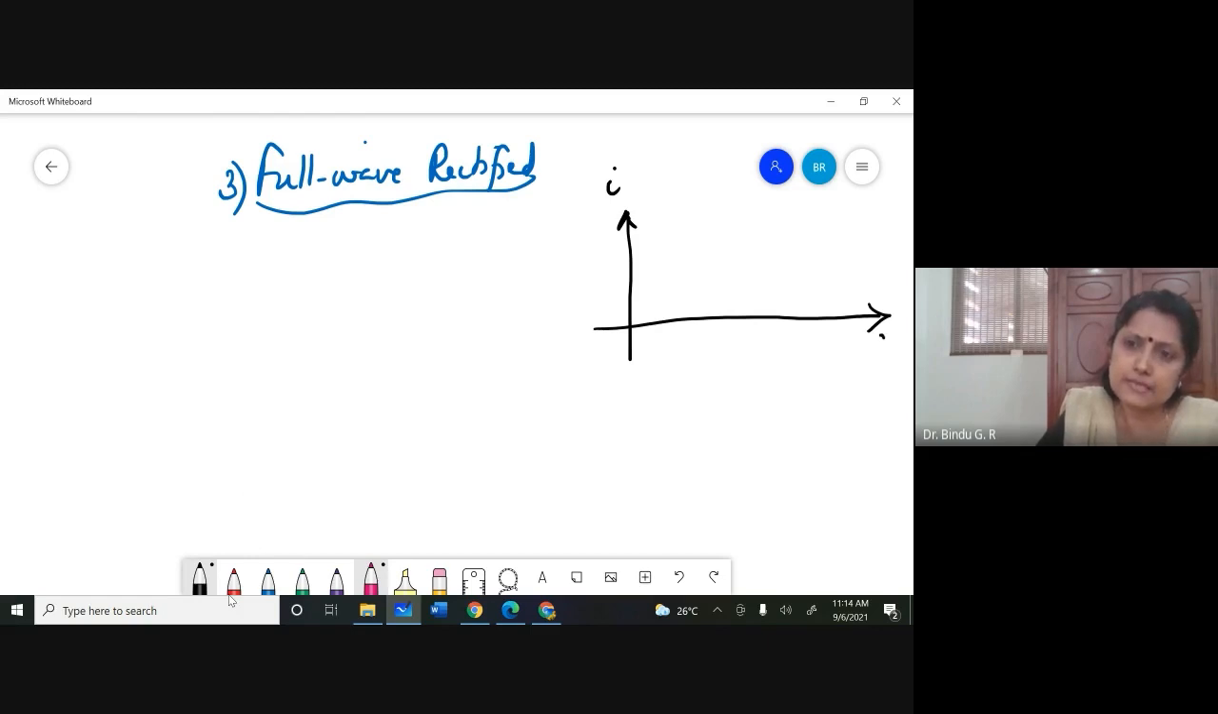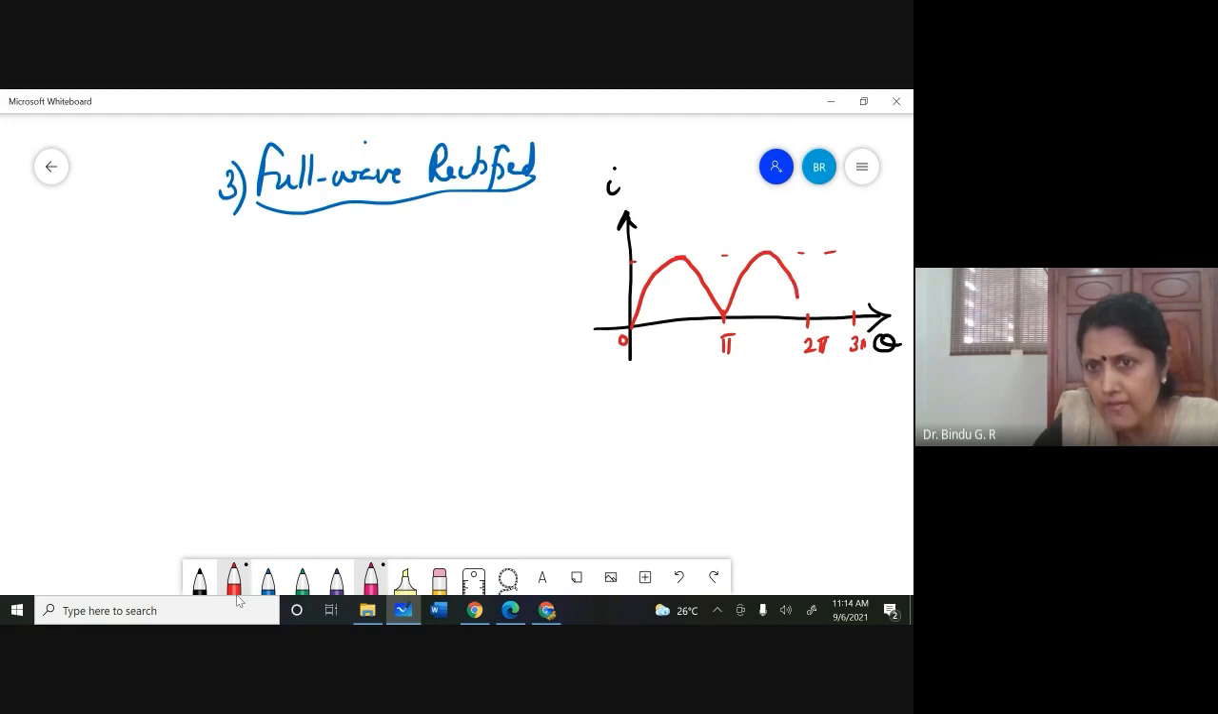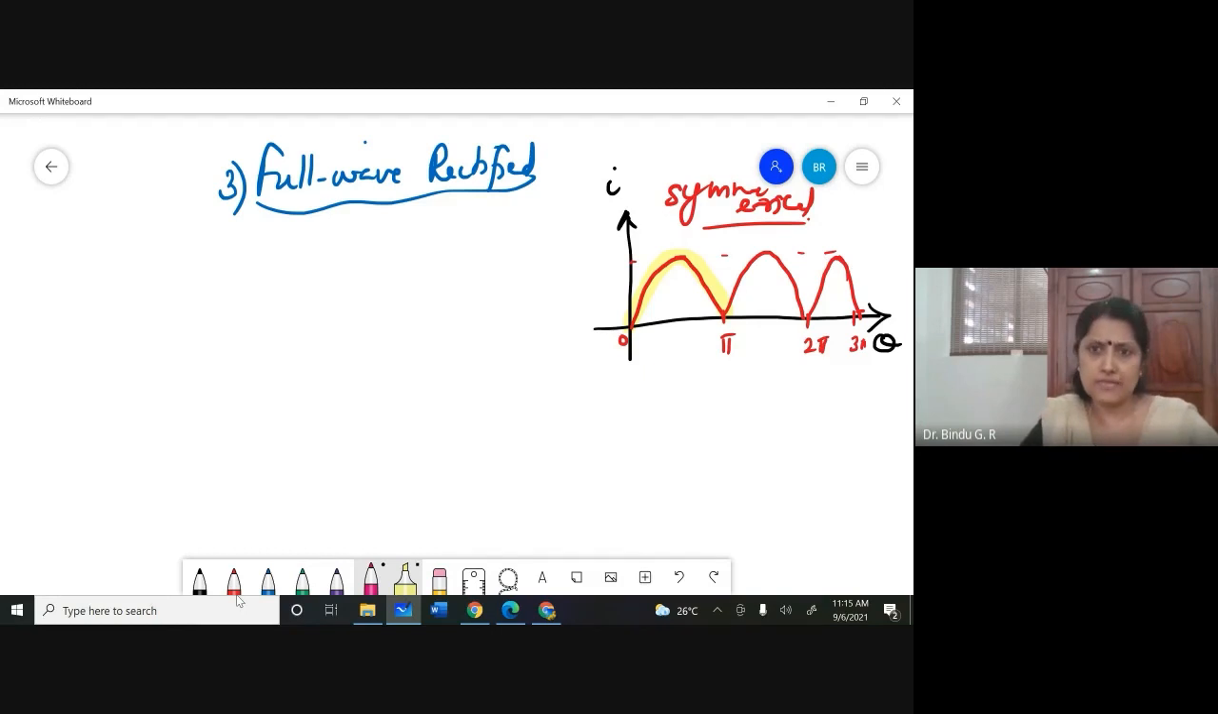This I'm writing as theta. So my waveform, I have from 0, pi, 2 pi, 3 pi, etc. The waveform will be like this, with every cycle going. The difference is that from pi to 2 pi also there is a wave. But it is a symmetrical waveform. So you need to consider only one half cycle because the other half cycle is repeating, even though it is on the positive side.